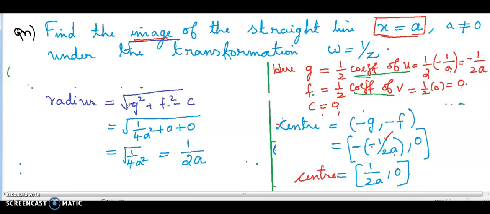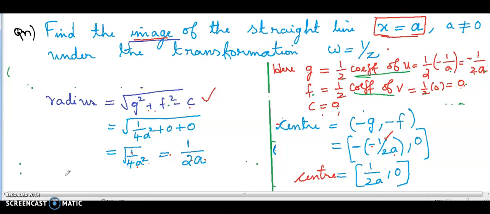Now the radius. The radius is given by the square root of g square plus f square minus c. That is the square root of g square, you have the g value, square it, minus becomes plus, 1 by 4a square, plus the f value is 0, the c value is 0. So the square root of 1 by 4a square is equal to 1 by 2a. The square root of 1 is 1 itself, the square root of 4 is 2, the square root of a square is a. So the radius is 1 by 2a.